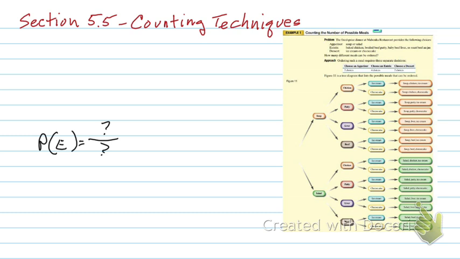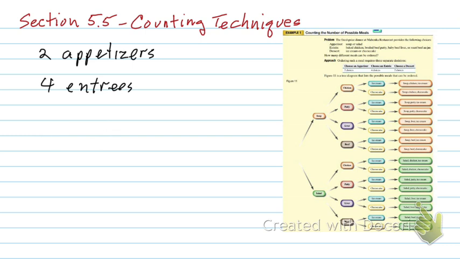So we're looking at this restaurant, and it says we've got 2 appetizers. We've got how many? 4 entrees. And we've got 2 desserts. Has 2 S's, doesn't it?